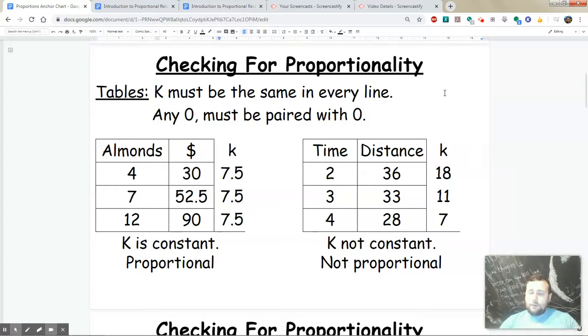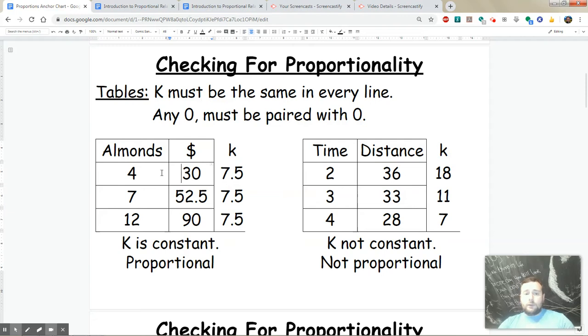Okay, so the next skill that we're going to talk about in terms of proportions is to check if relationships are proportional. When you're doing this with a table, essentially, if a table is proportional, every single line obeys a proportion. It must have the same constant of proportionality, or K. And by the way, there's a hint for this. Anytime there's a zero, it must also be paired with a zero. So if you see a zero on the left side and the right side isn't zero, then it's not proportional.